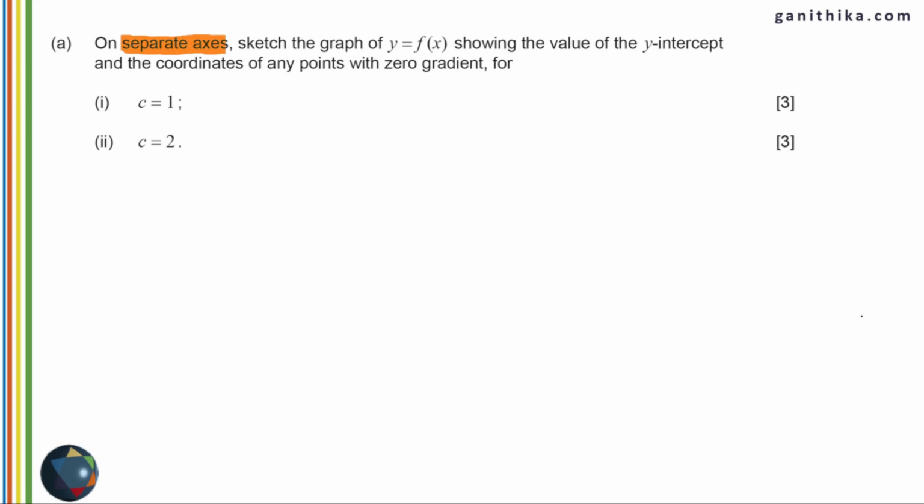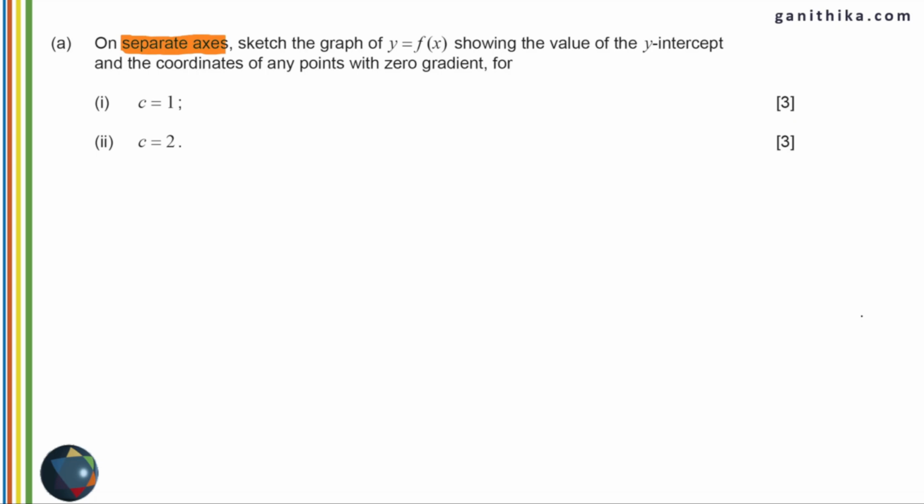You're going to sketch the graph of y equal to f of x. f of x is x cube minus 3cx plus 2. Remember from the information given before this. And before I proceed, I think you have the copy of this paper in front of you so that you can have an idea about the question as such.